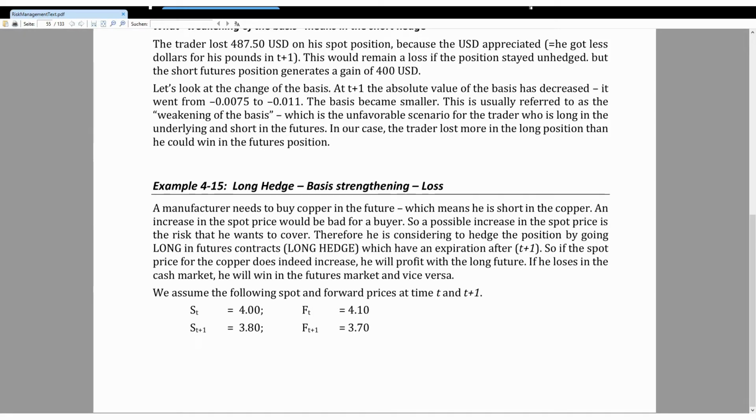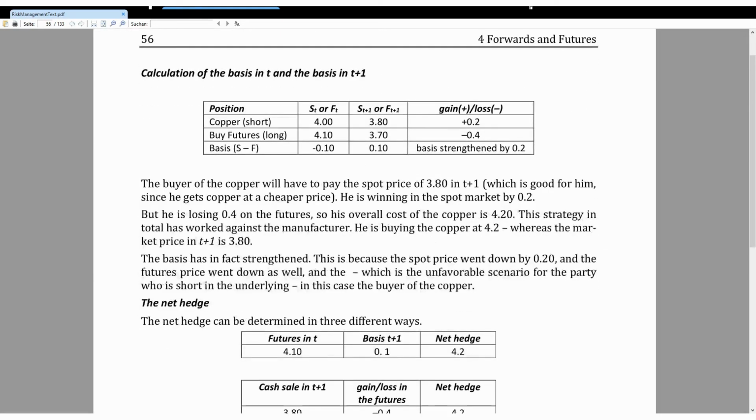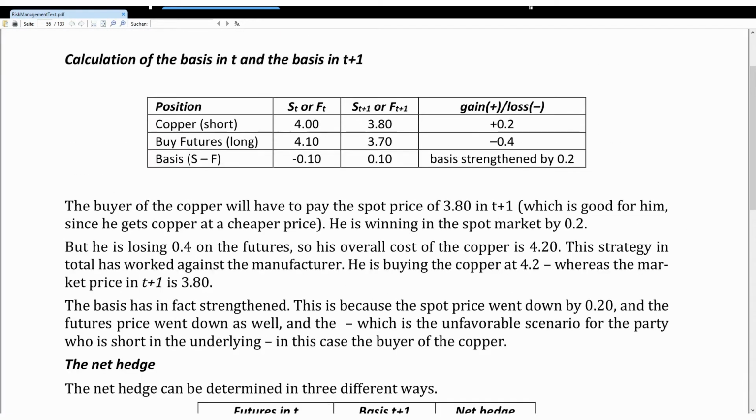Let's look at the final example here. Example 4.15, it's a long hedge. The basis is strengthening, which will result in a loss. The manufacturer needs to buy copper. We had this before. Let's assume the spot price right now is $4. In time t plus 1, it is 380. It's lower, so he should be happy. The futures price goes from 410 to 370. Let's put that together in our standardized table.